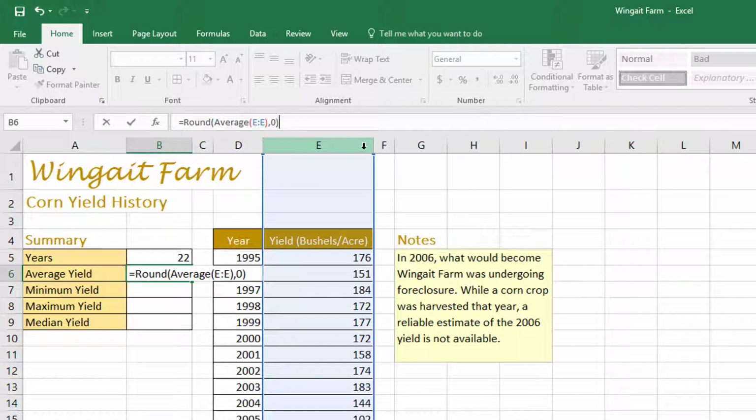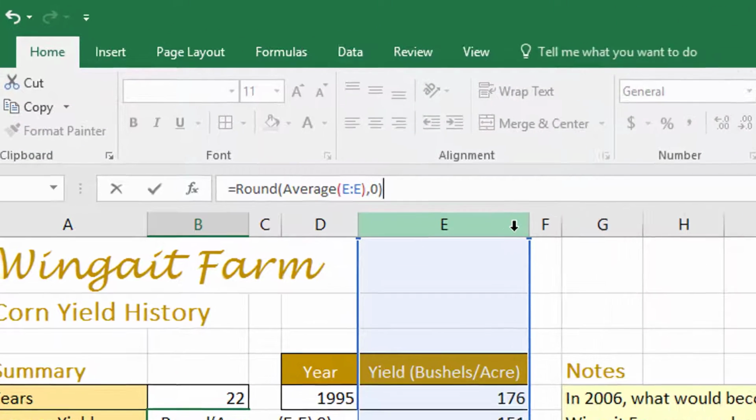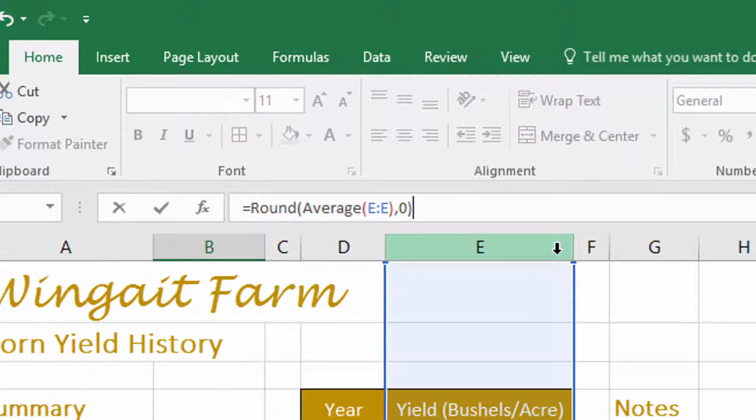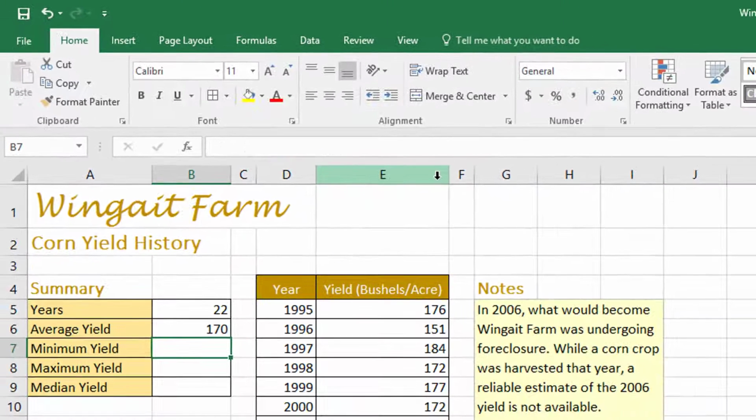So we need to see the round, we close out the average function, which is those 2 red brackets, and we also need to close out the round function as well. So we need to close out both. And then when we press enter, it's easily rounded to 170. Alright, so that's just how you mix 2 functions together.